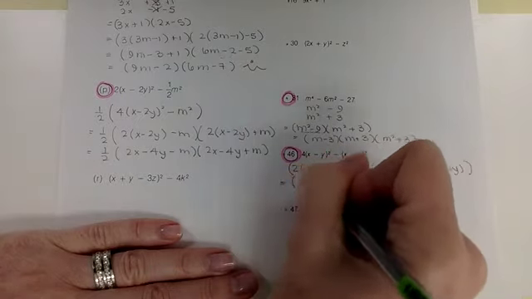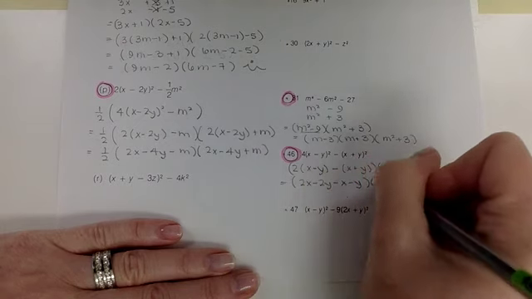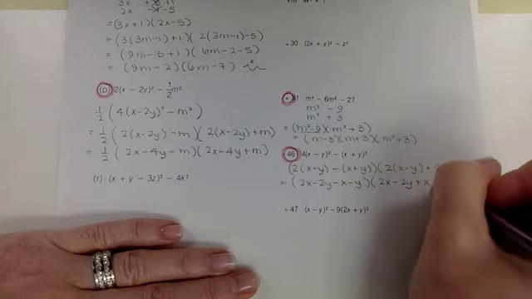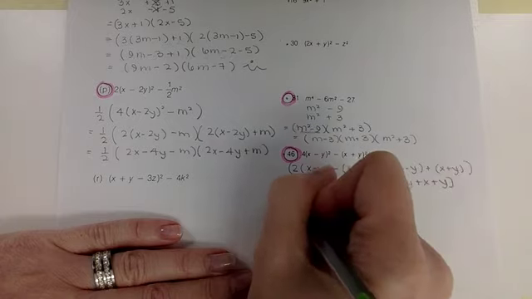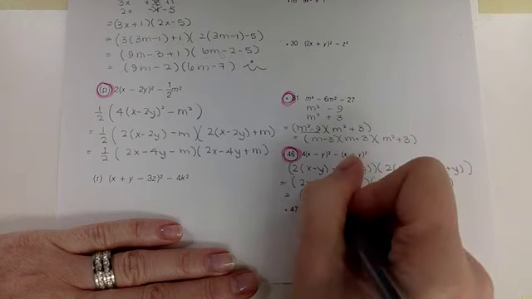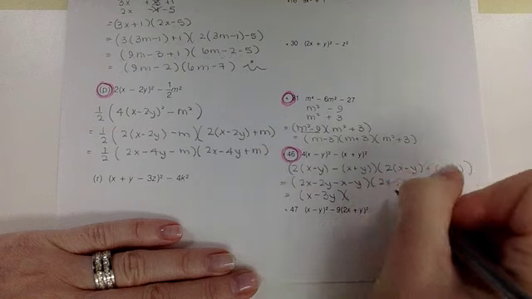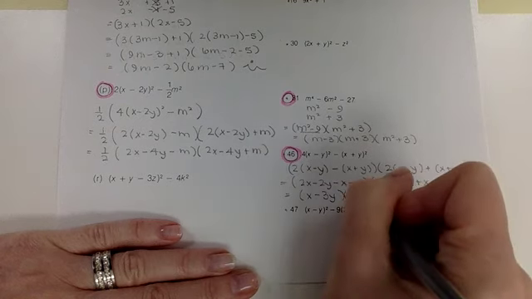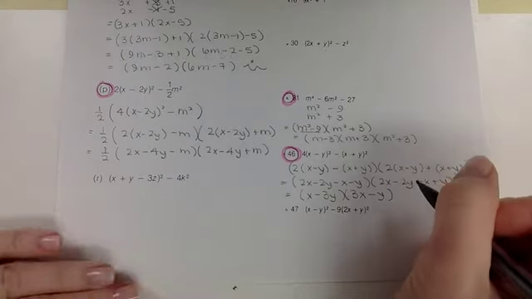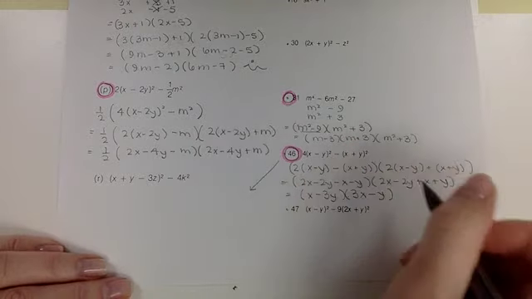equals 2x minus 2y minus x minus y, and 2x minus 2y plus x plus y equals 2 take away x is just going to be x, negative 2 minus 1 is negative 3y, and here 3x minus y. Yay! I'm just going to do this one using let m if you didn't like this method.